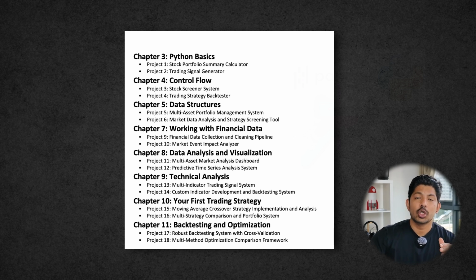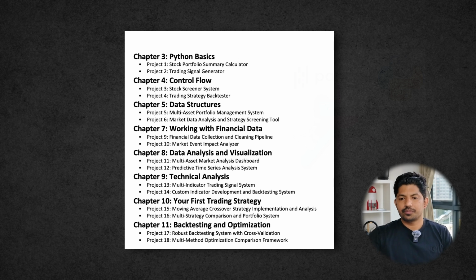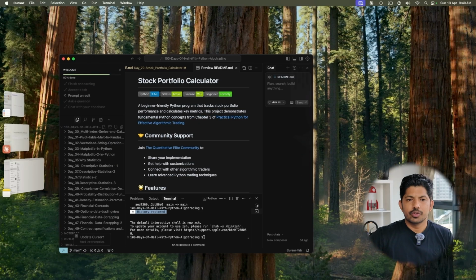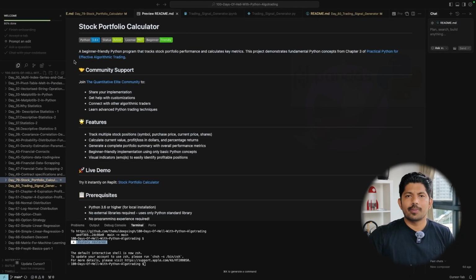So these are the things we're going to cover for the next 18 days. So let's start with the first project, that is stock portfolio summary calculator. Let me open the code editor, which is here. I have already pushed the project to the GitHub, so you can just click the link in the description and download it, or clone it in your local repo, or even see it live by clicking here.